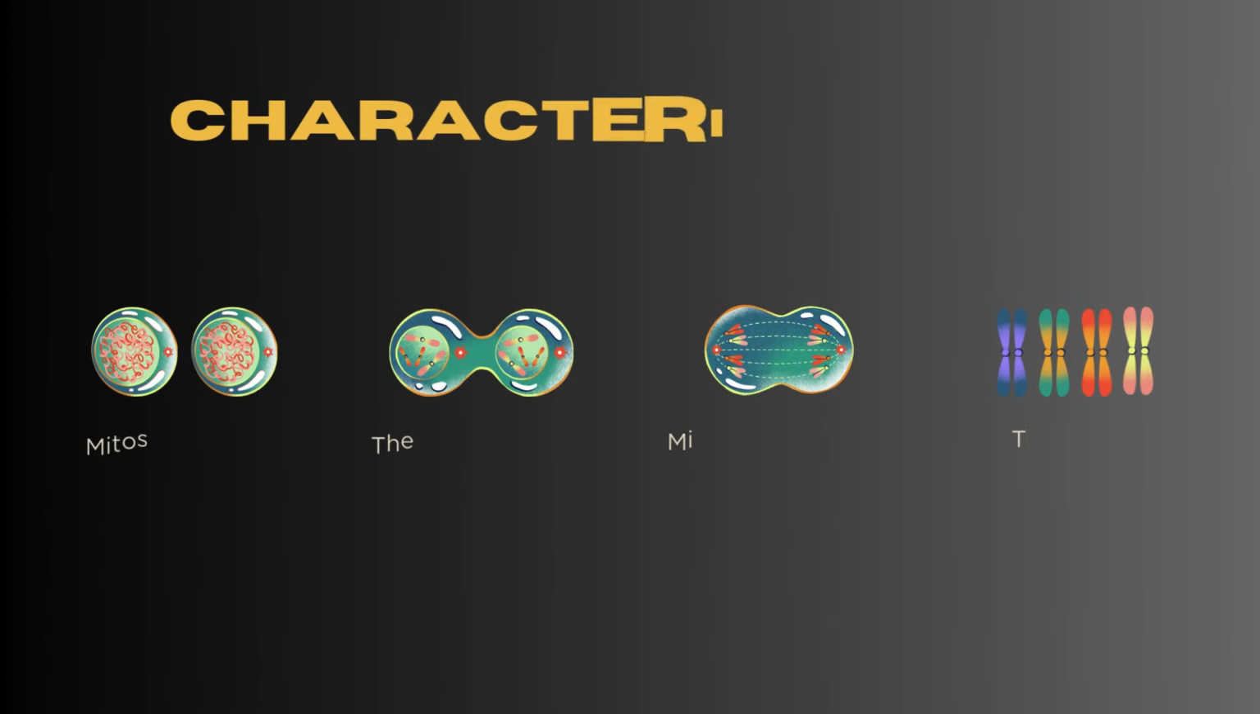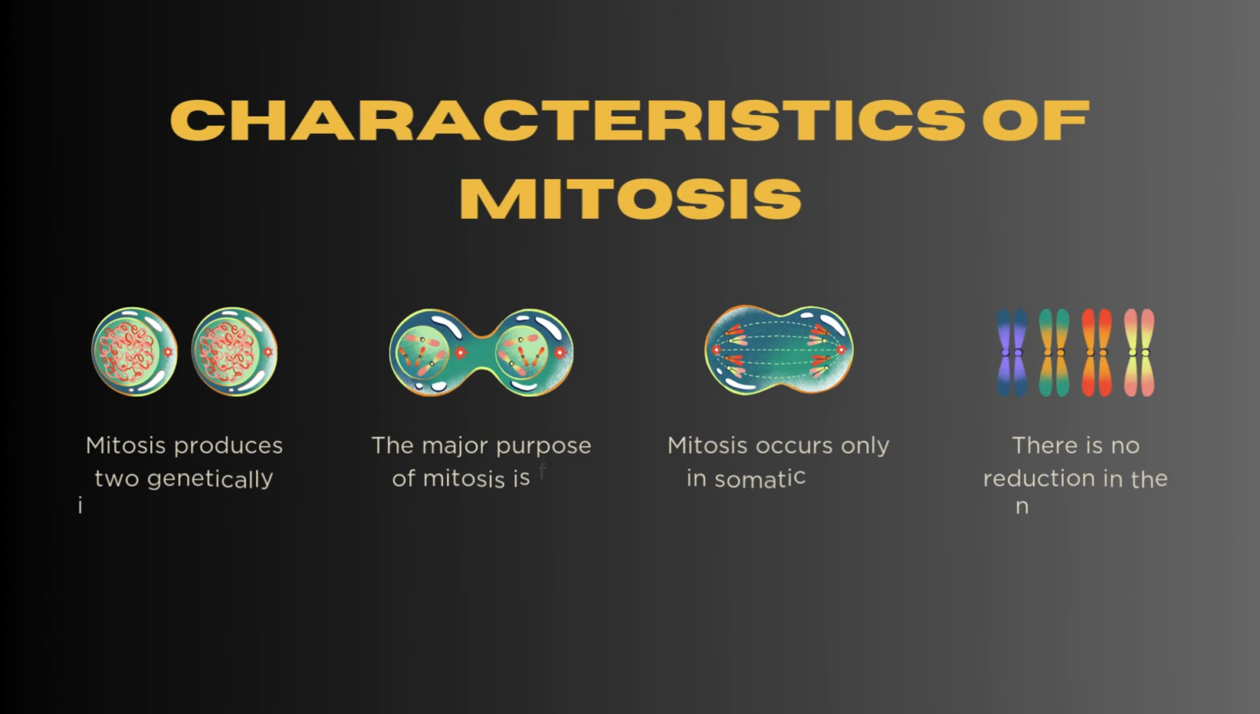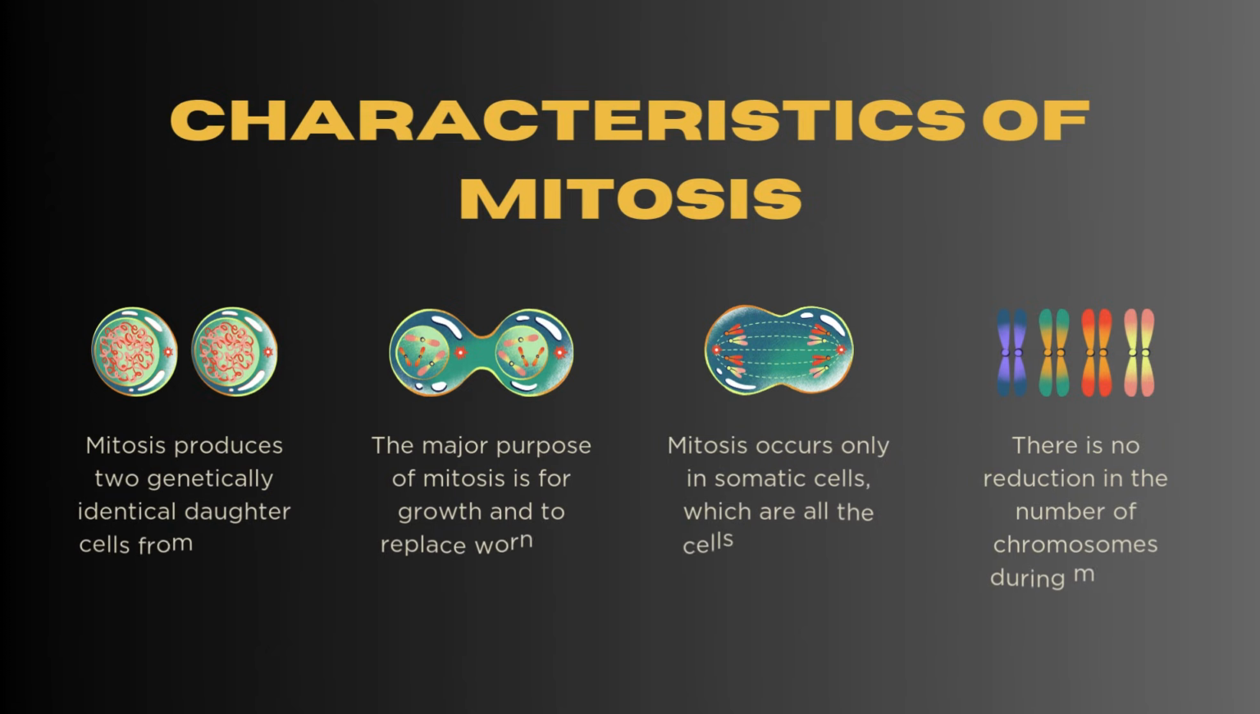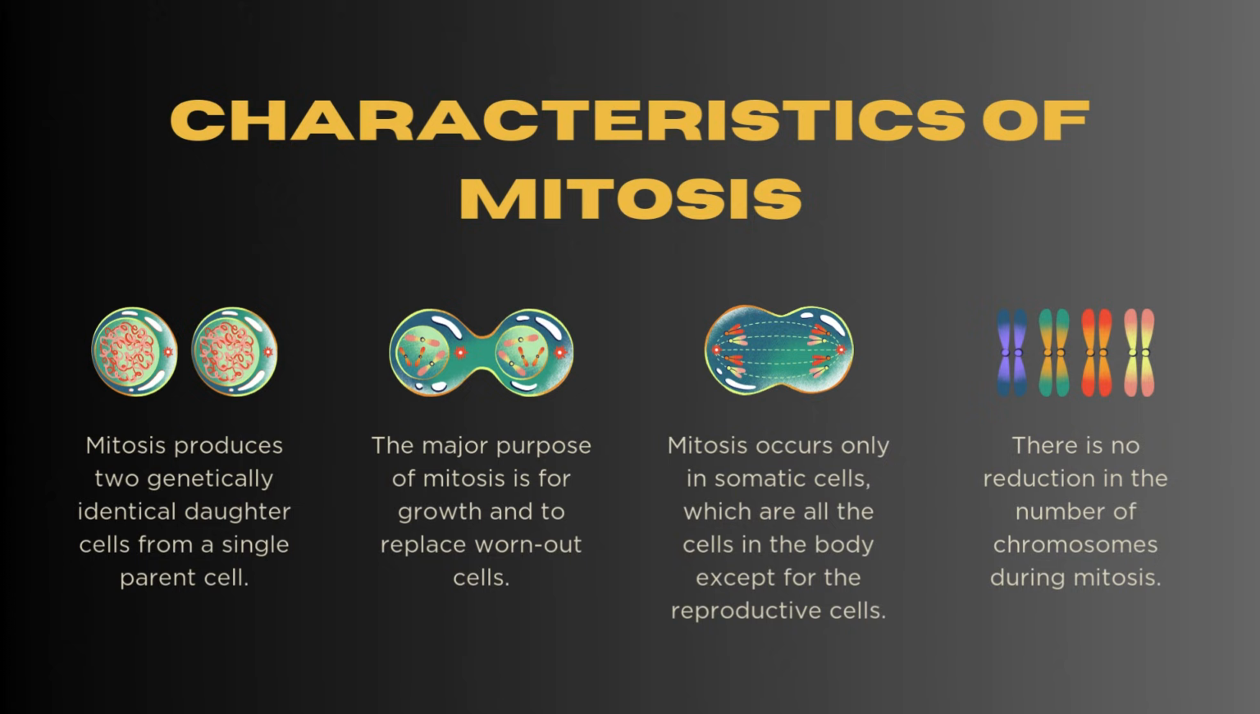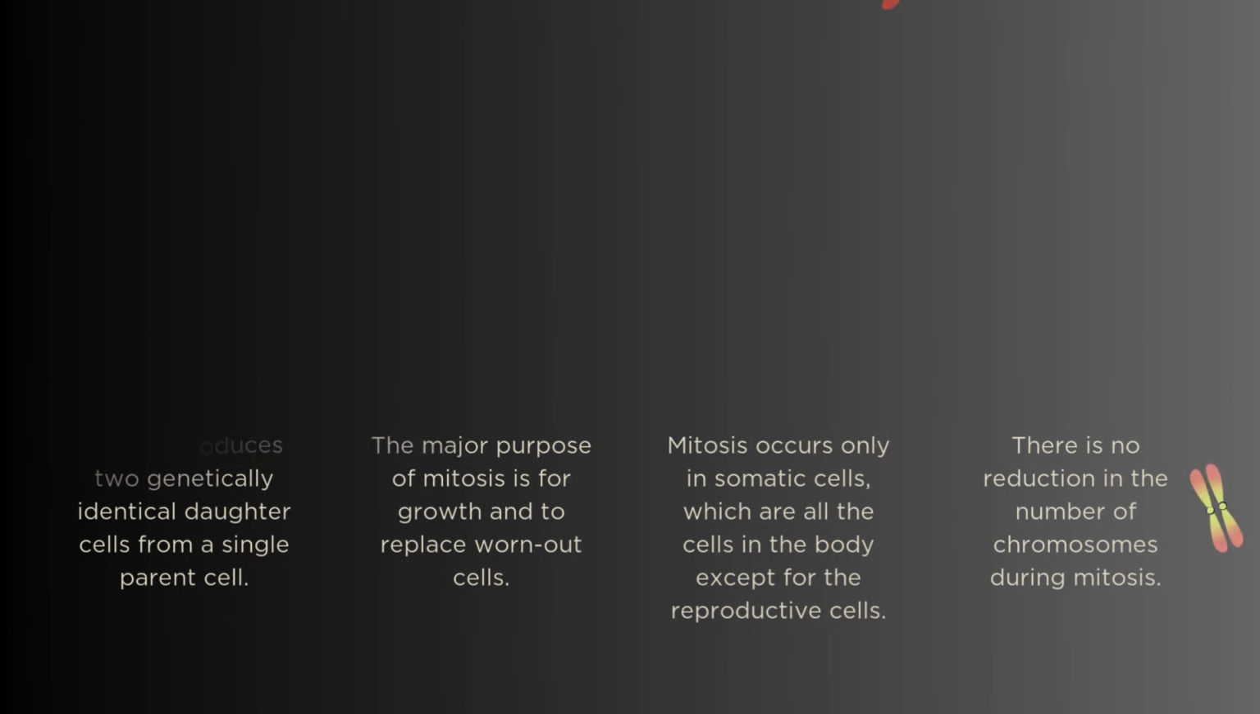Here are some key features of mitosis. It creates two genetically identical cells. It happens in somatic cells. These are all body cells except sperm and egg. It maintains the same number of chromosomes. For example, if a human cell has 46 chromosomes, each daughter cell will also have 46. It's a fast and efficient way to replace damaged cells and support growth.